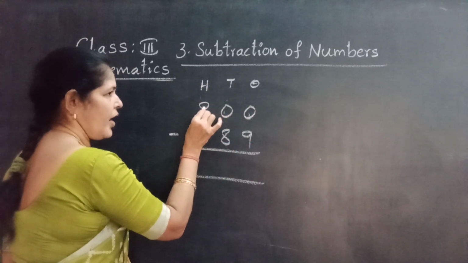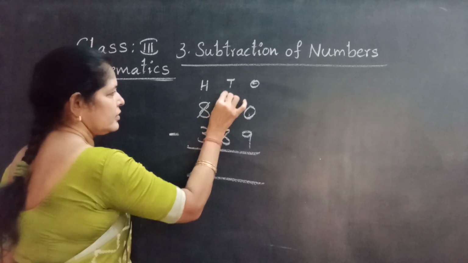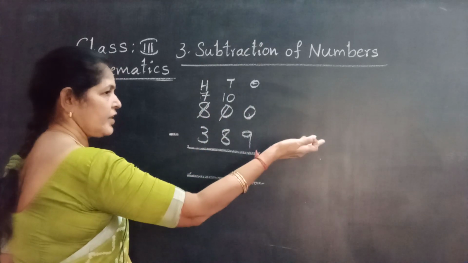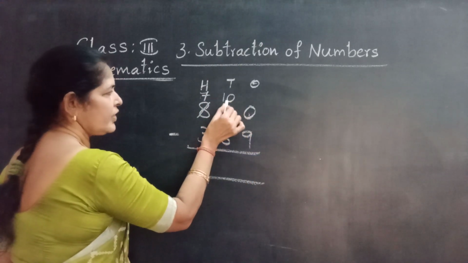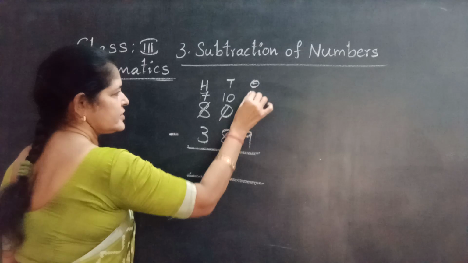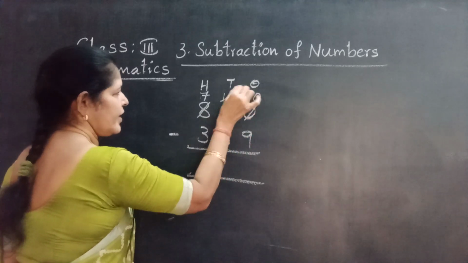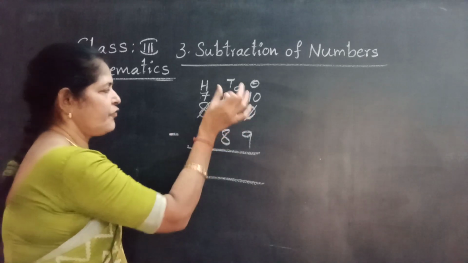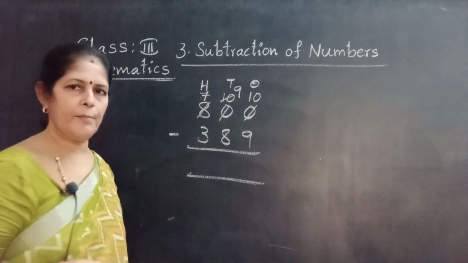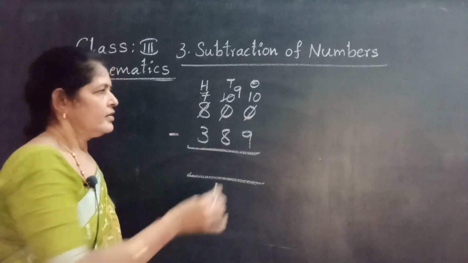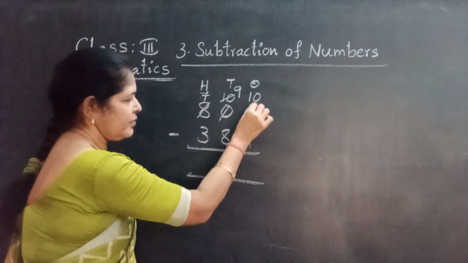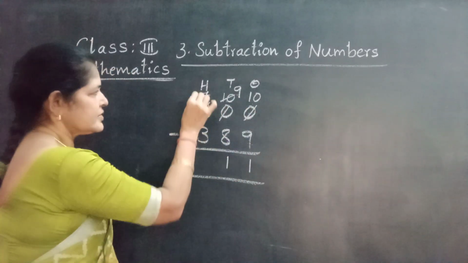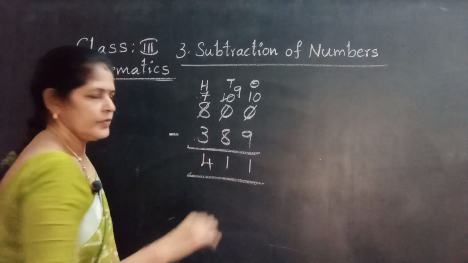Start from here, the borrowing concept. 0 becomes 10, 8 becomes 7. Next, continue the concept. The one moves from 10 to 0. Then 0 becomes 10, 10 becomes 9. First, you have to change the numbers like this if zeros are there in the upper number. Okay, now clear? 10 minus 1, 9. 10 minus 9, 1. 9 minus 8, 1. 7 minus 3, 4.